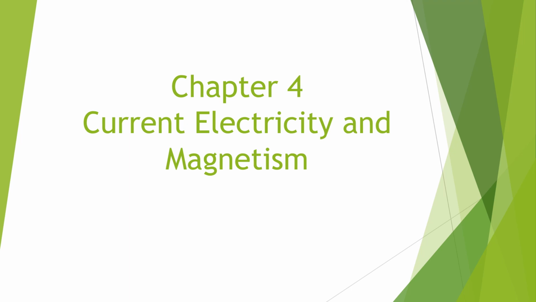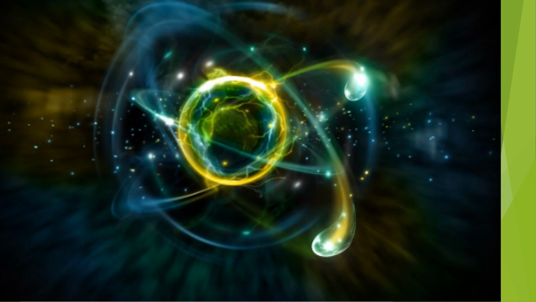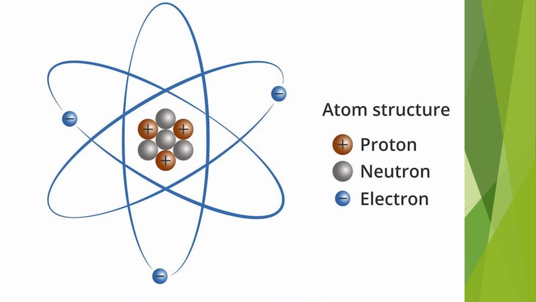Today we are going to start with chapter 4, Current Electricity and Magnetism. We know that all substances are made up of atoms. What is an atom? An atom is the smallest particle that consists of a central region which is called the nucleus. As you can see in the picture, the central region is made up of two particles.